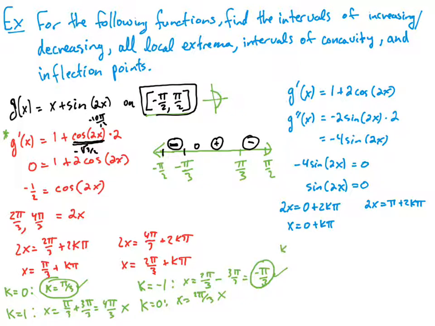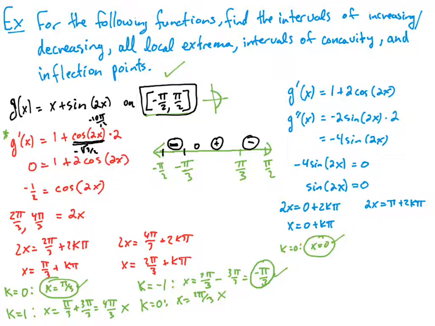When k is equal to 0, I get x is equal to 0. That is in this interval, so we're good there. If k was negative 1, I'd get negative pi. If k is positive 1, I get positive pi. Neither pi nor negative pi are in that interval, so only x is equal to 0 here is the important value here.